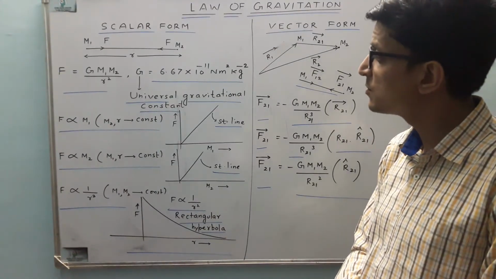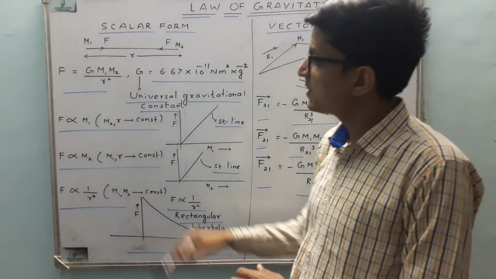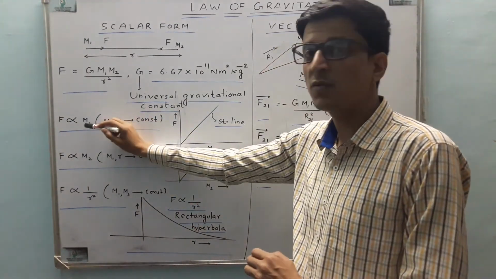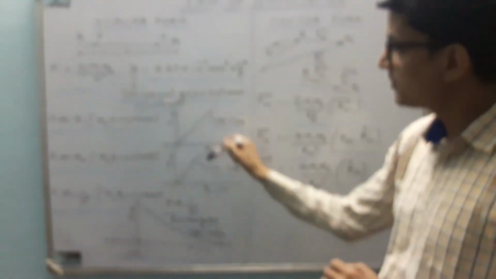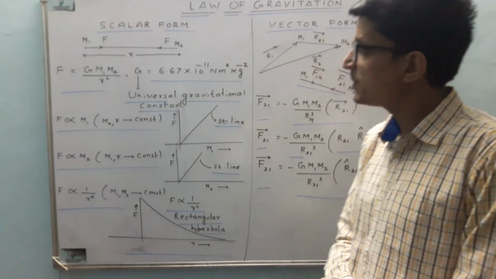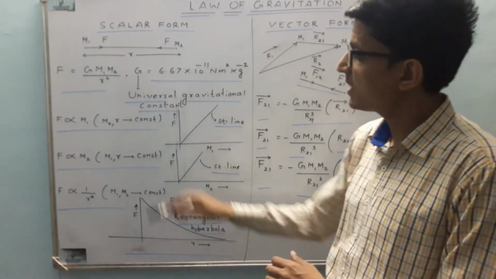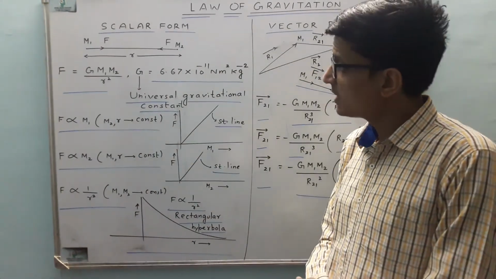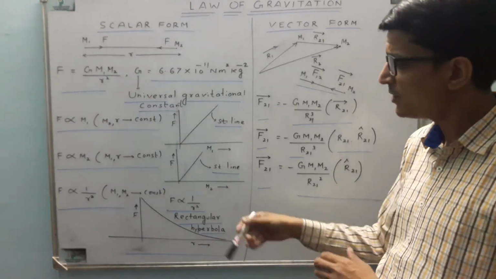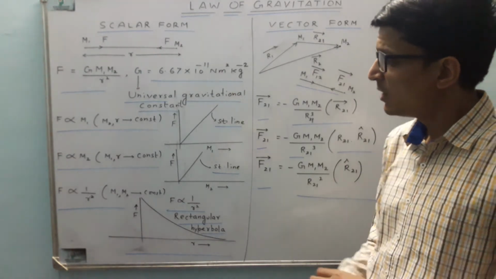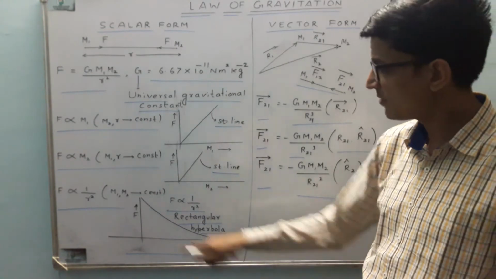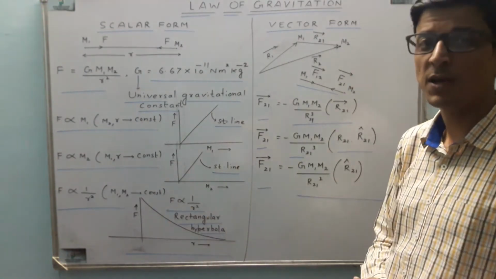Let's look for some mathematical relationship between the parameters. The first is the magnitude of force and m1. As we can see from the relation, if m2 and r are constant, then F is proportional to m1. That means the graph between F and m1 will be a straight line. Similarly, if we look for the relation between F and m2, then if m1 and r are constant, F is proportional to m2. So the graph again will be a straight line. If we look for the relation between F and r, F is proportional to 1 by r square, where m1 and m2 are constant. So the graph between F and r will be a rectangular hyperbola.